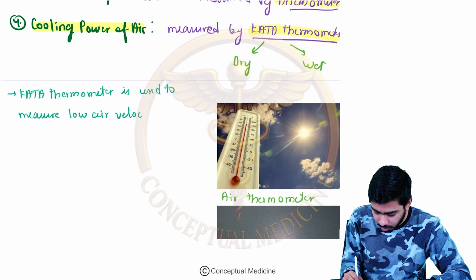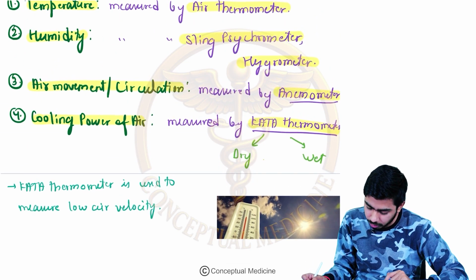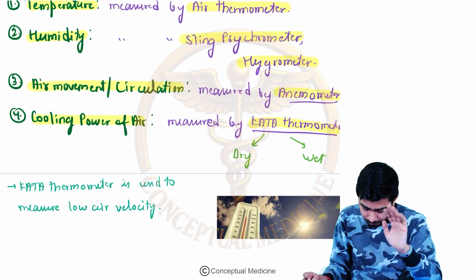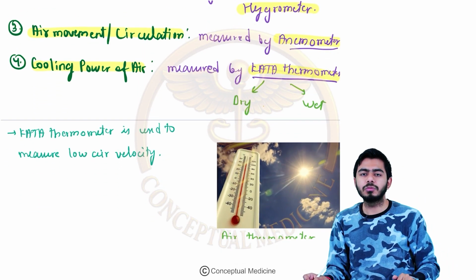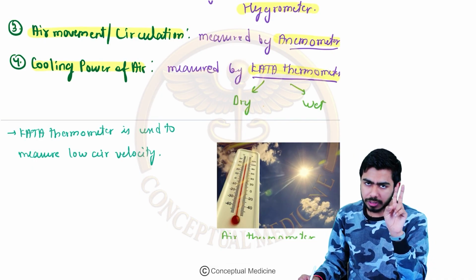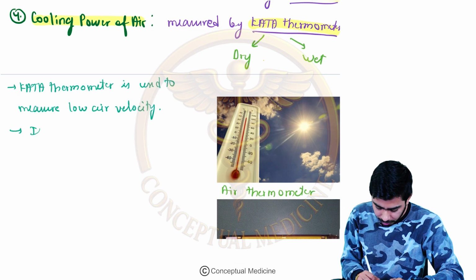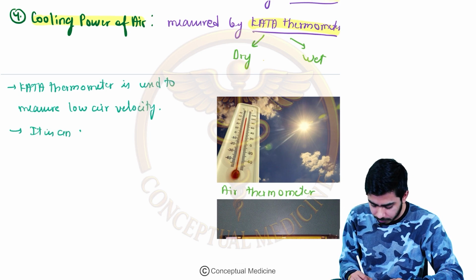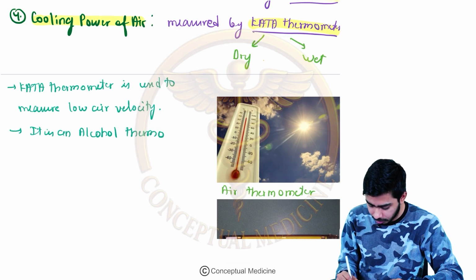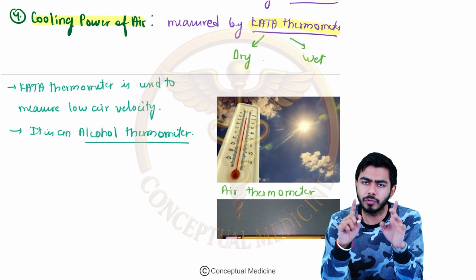However, for the air movement or circulation, I told you we have the anemometer, but still for low air velocity measurement, we shall be using the Kata thermometer, right? And the Kata thermometer has two types, dry Kata thermometer and wet Kata thermometer. It is basically an alcohol thermometer, guys. So this is also a very important point as far as the Kata thermometer is concerned, right? Images are very important, so please do not forget them, guys.